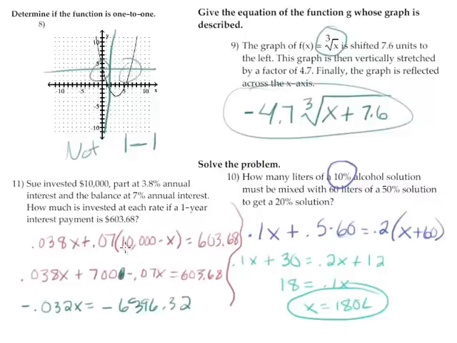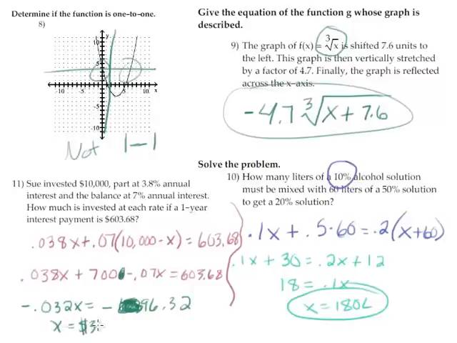So 603.68 minus 700 is negative 96.32. And divide that by negative 0.032. That's 3010, and that's how much x is.